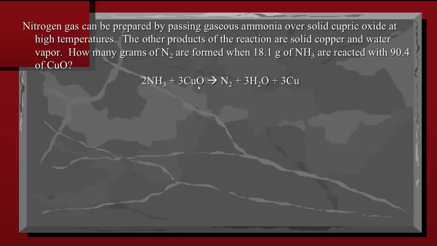What do we know? We know we have 18.1 grams of that and 90.4 grams of this. And they want to know how much nitrogen is going to be made. So which one should we use? Which one will give us the right answer? We don't know.